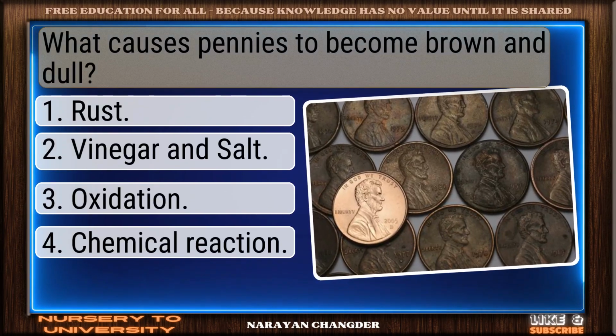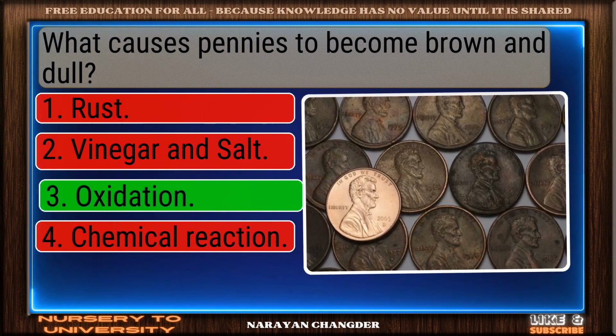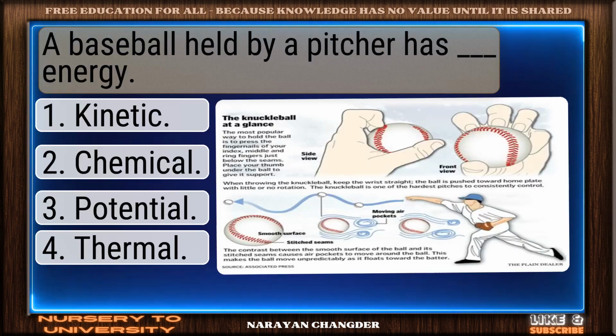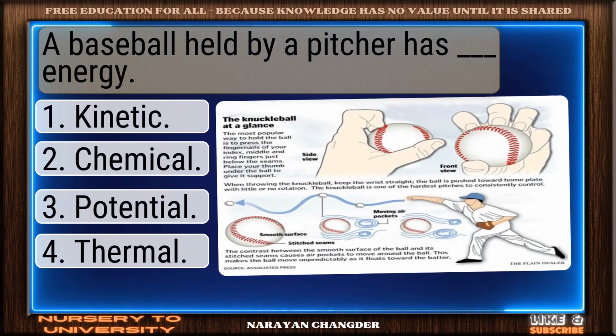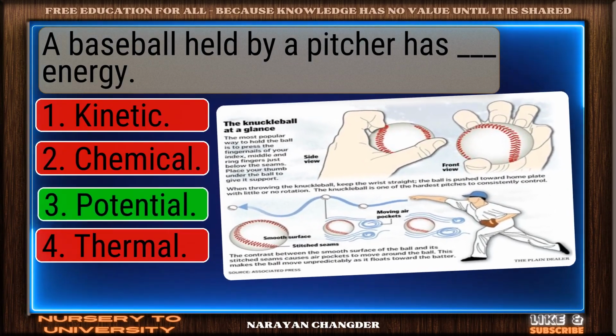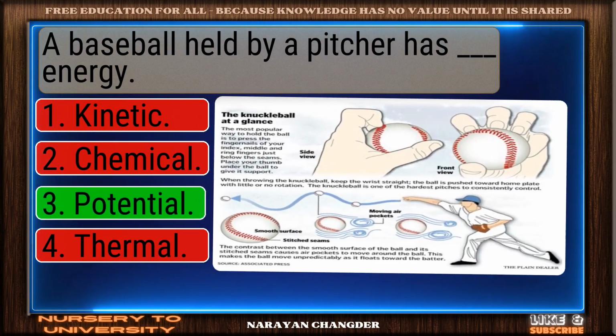What causes pennies to become brown and dull? Well reasoned. Oxidation is the correct choice. A baseball held by a pitcher has dash energy. Correct response. Potential is the most accurate answer.